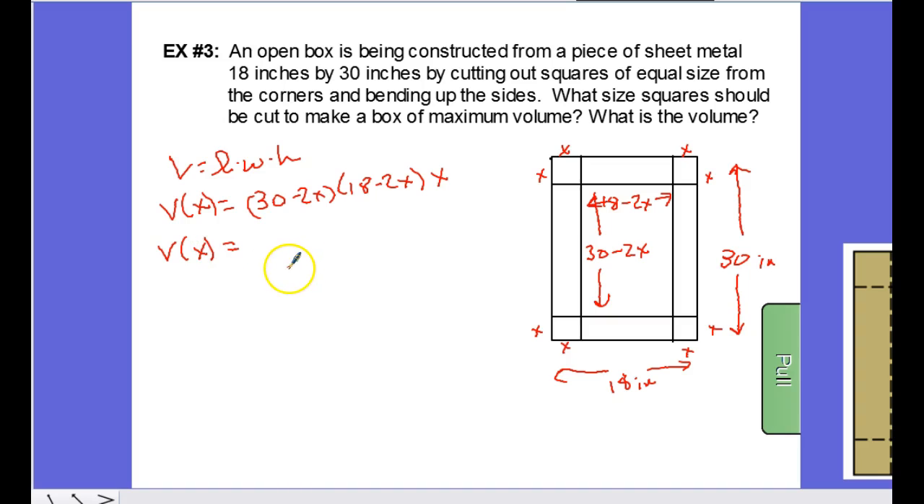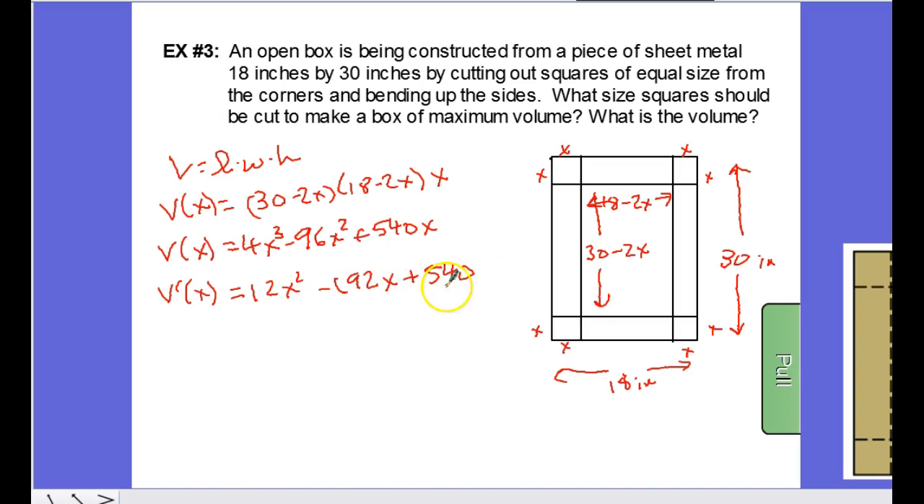And then you can FOIL these two binomials and distribute the x, and we end up with a cubic. And it's actually going to be 4x cubed minus 96x squared plus 540x. And remember, it's the volume that we want to maximize, and so the volume is what we need to differentiate. So we'll take the first derivative with respect to x, and we get 3 times 4 is 12x squared minus 2 times 96 is 192x plus 540. And now we want to set this equal to 0 to find our critical values.